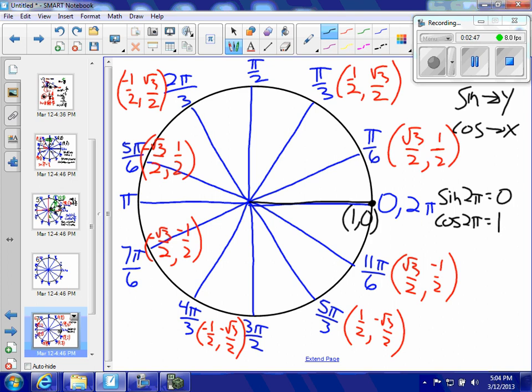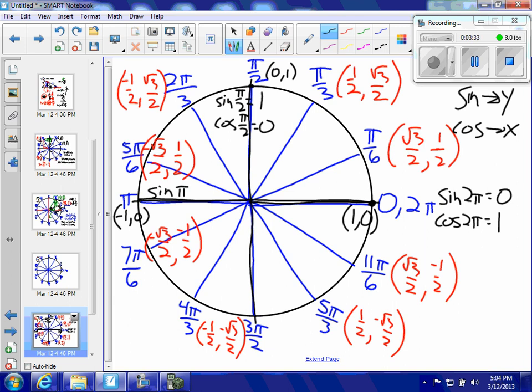Well, that's kind of neat. My cosine is equal to 1, my sine is equal to 0. This point right here. Remember, this is an xy axis. This point right here, that is the point 0, comma 1. Sine pi over 2 is equal to 1. Cosine pi over 2 is equal to 0. I come over to this point. This is now negative 1, 0. I've got negative 1 distance x, and my y value is 0.